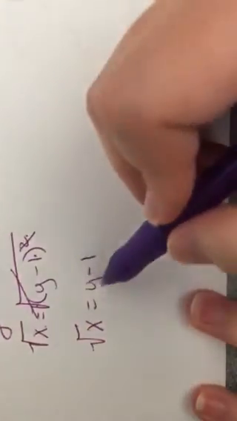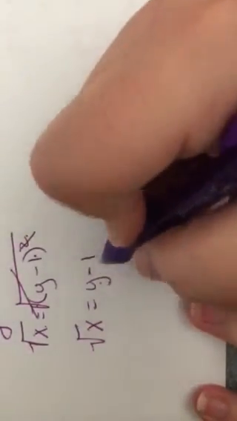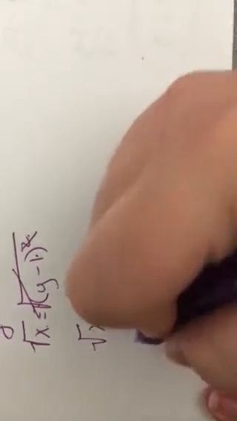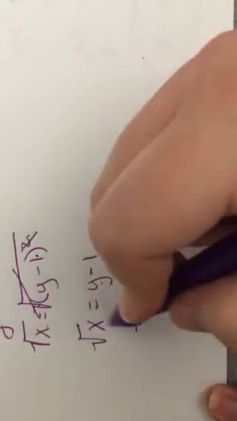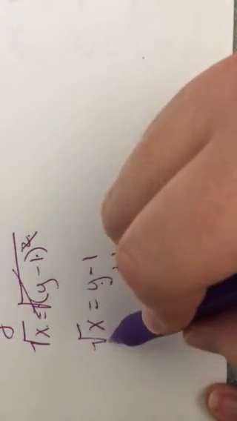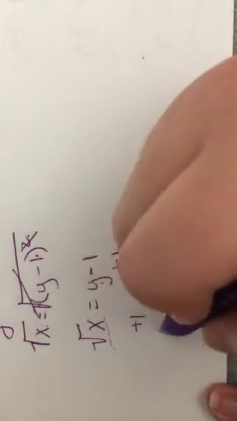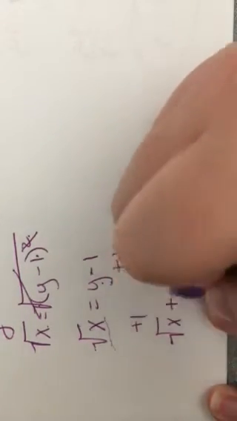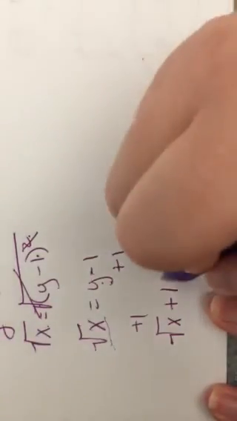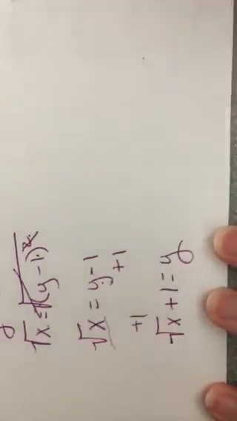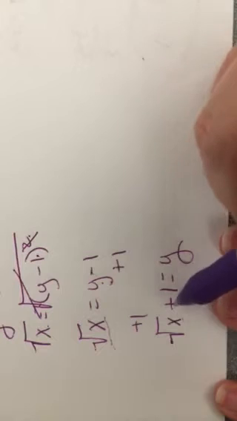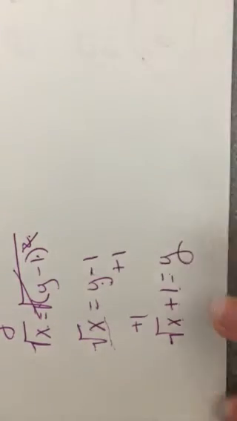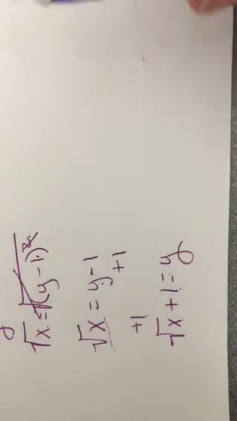And now we're still trying to get y by itself. Opposite of subtracting 1 is to add 1. Now be careful here. The only thing that's being square rooted is the x. So when you add this 1, it simply gets tagged on to the outside. Okay? So you're left with the square root of x plus 1 equals y.